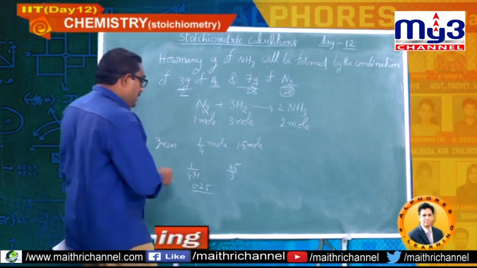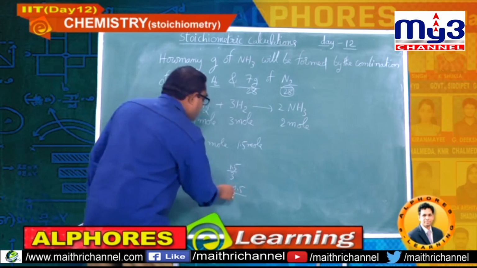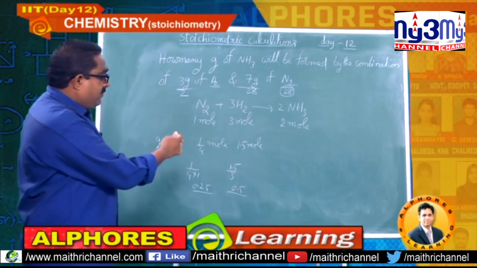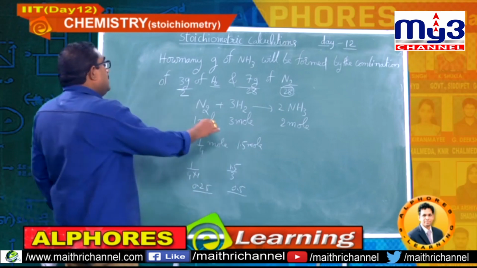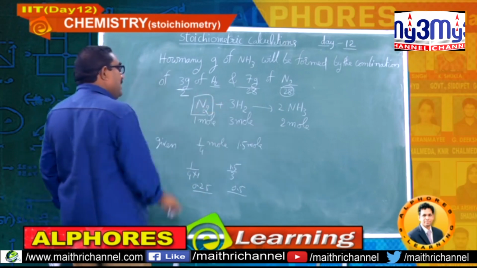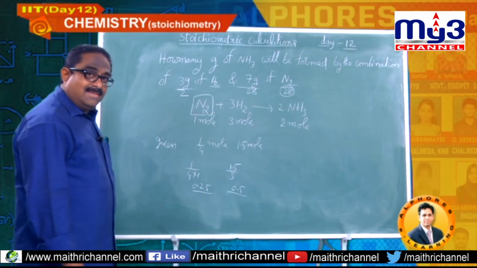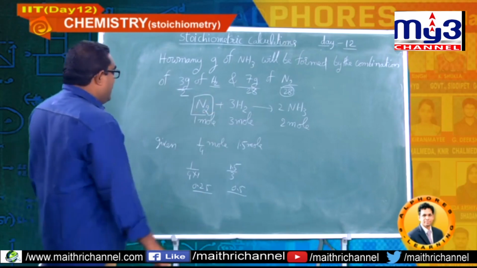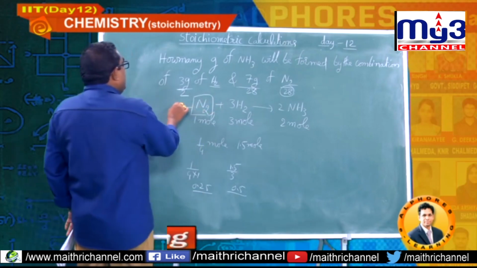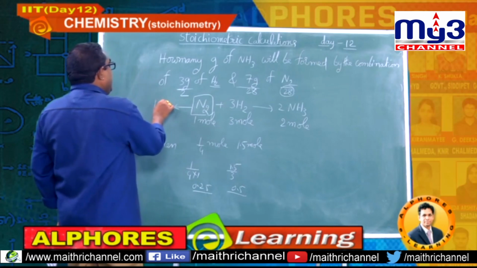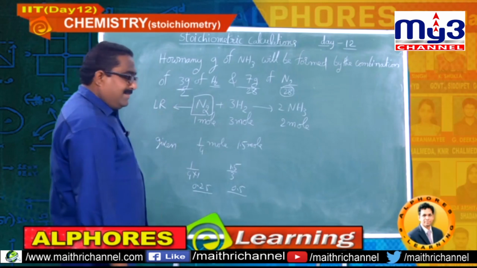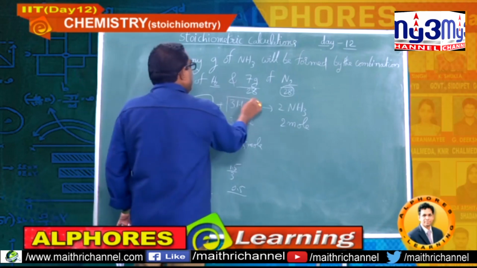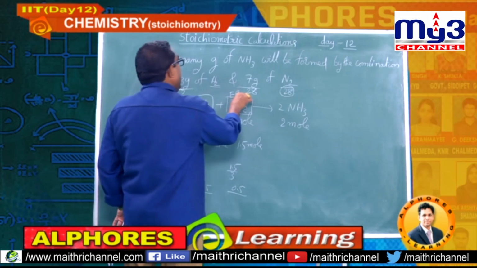1.5 by 3, this is 0.5. 5 3s are 15, so 0.5. Which is having the least value? So nitrogen is having the least value, so you should consider this as the limiting reagent. And this you have to fix as the excess reagent.